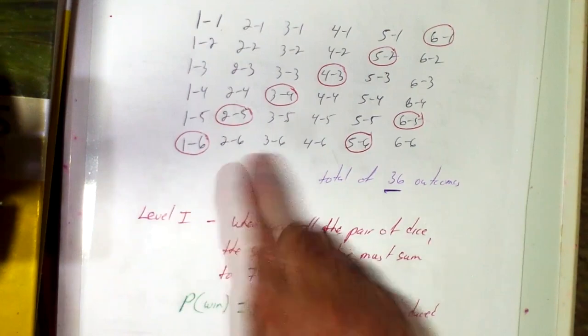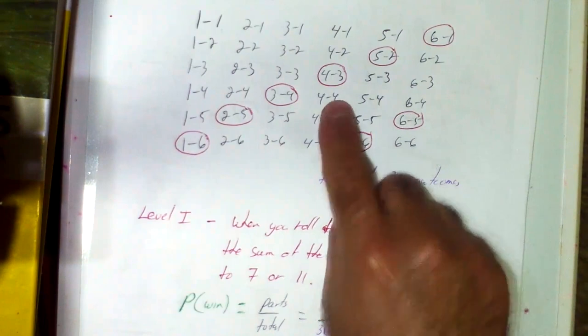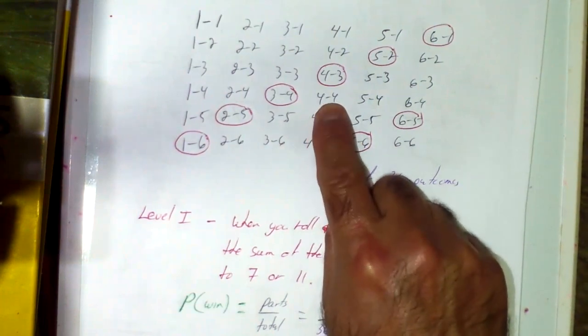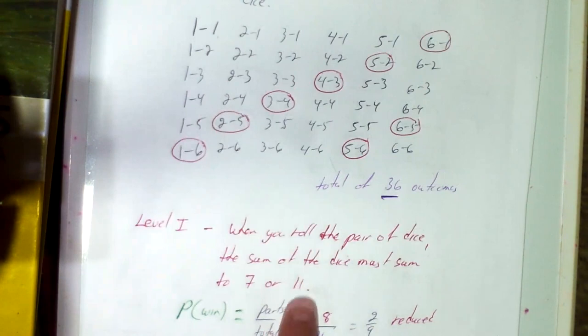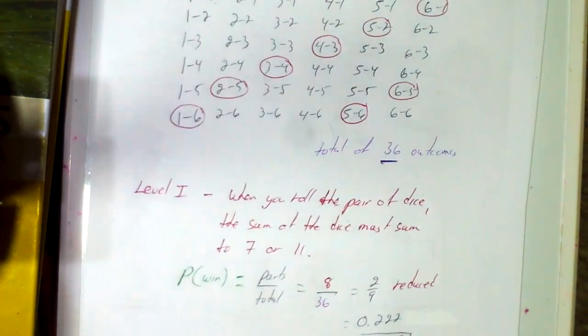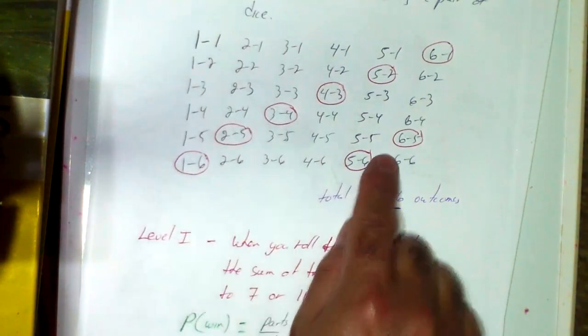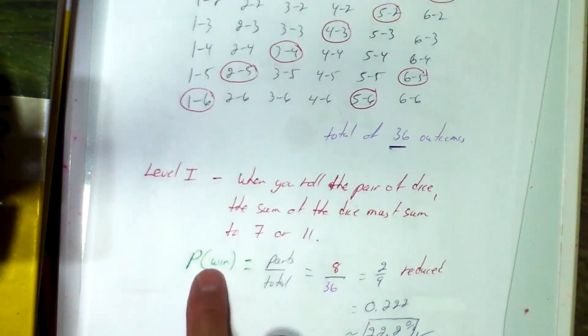So for 8, you circle the ones that sum up to 8. That's 1, that's 2, that's 3, that's 4, that's 5. There's only 5, so you have 5 out of 36 to win. If you do 5 out of 36, it ends up being 0.139. So your odds of winning drop because you went to the next level. All right, so that's just giving you a scenario of how to create a sample space, and based off of your sample space, you can determine the probability.